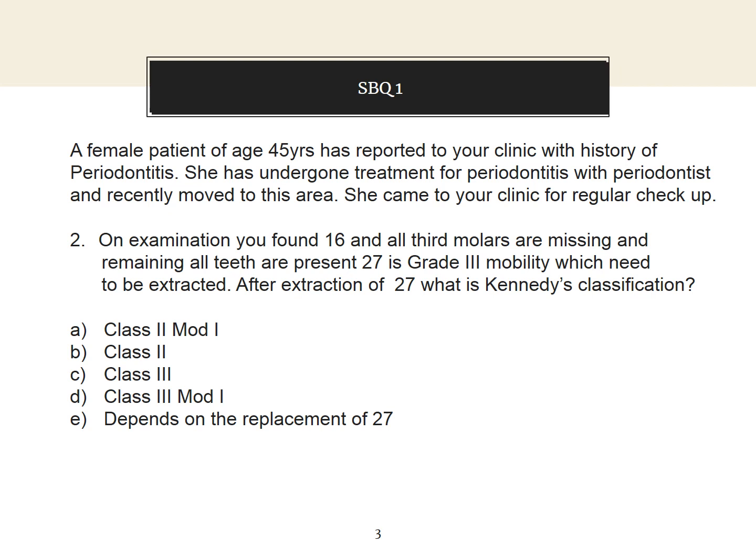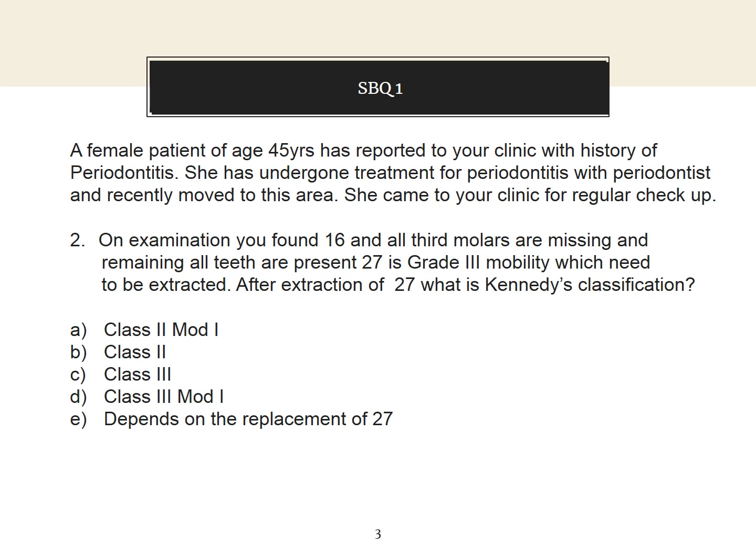So this question is about the Kennedy's classification. When you are thorough with the Kennedy's classification and its rules, it is easy to answer this question. If not, then you will be stuck whether it is a class 2 modification 1 or a class 3 modification 1. But in Kennedy's classification there is one more rule that we will be discussing at the end of this session. What are the rules of the Kennedy's classification? If you are thorough with that, then it is not either A or D.